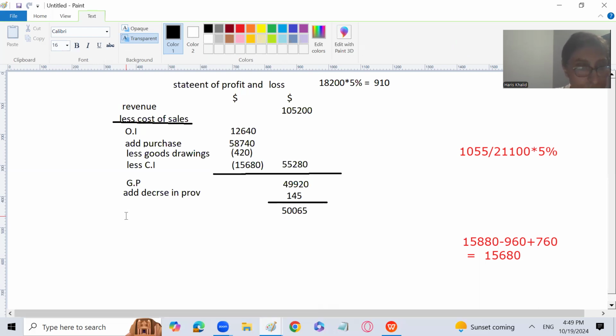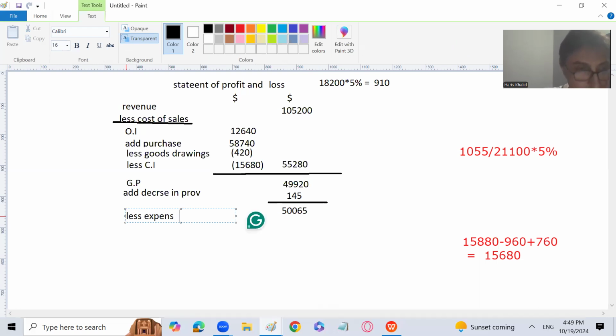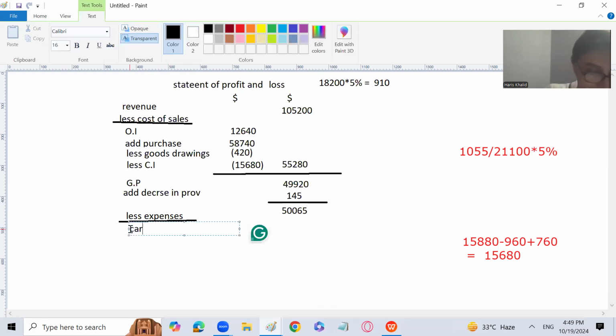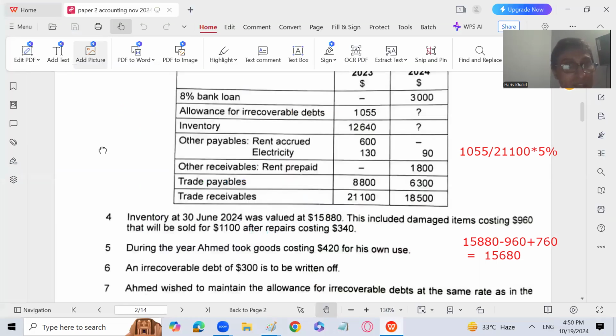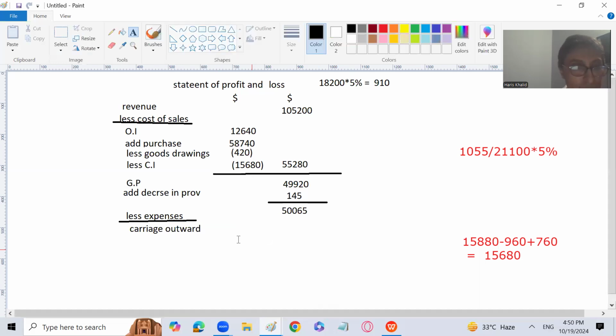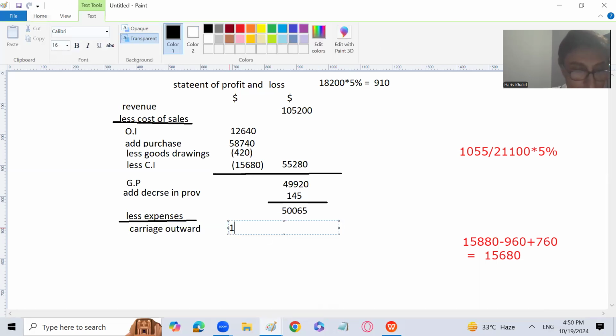So now less expenses. In expenses, I'm going to write the carriage outward first because I don't want to miss it. Carriage outward is such an expense which can normally be overlooked by the student, and you will lose marks. So carriage outward, if you just look at the question, is 1040. So let me write the carriage outward, that is 1040.